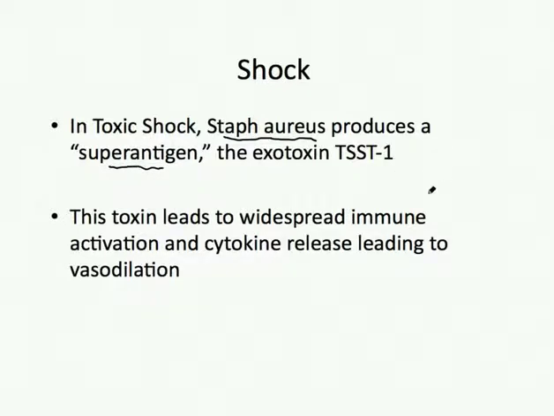So thinking to our activation via our MHC system, most antigens actually only activate a small subset of T cells, actually a very, very small subset that leads to inflammation and reaction. This toxin is going to broadly activate tons of T cells, leading to widespread immune activation and cytokine release. And if you had to guess the cytokines, you're right, it's the same ones again. So IL-1, IL-6, IL-8, and TNF-alpha.